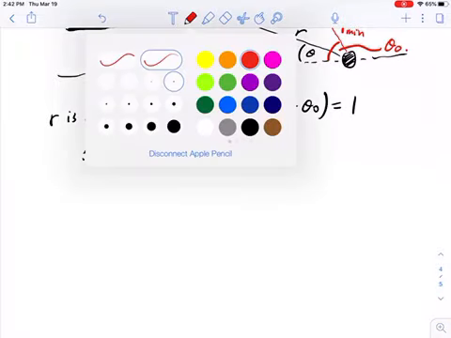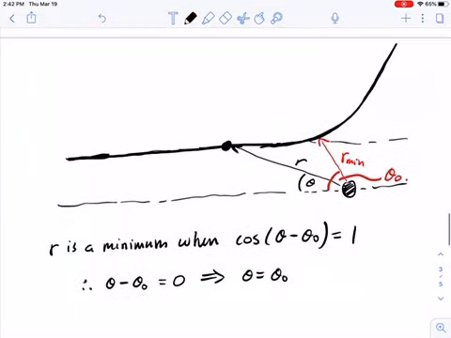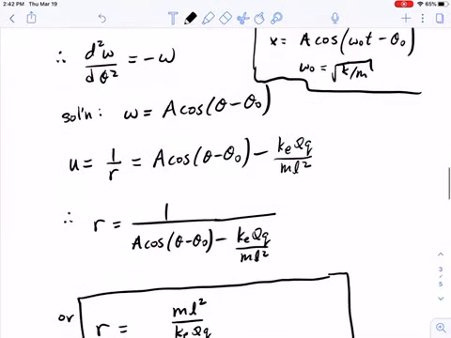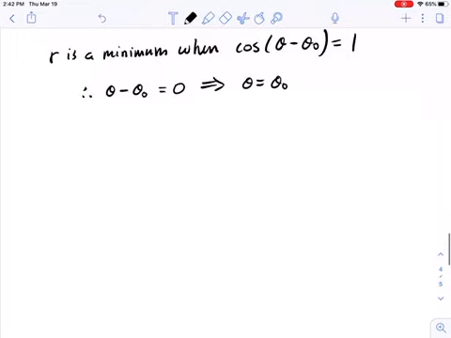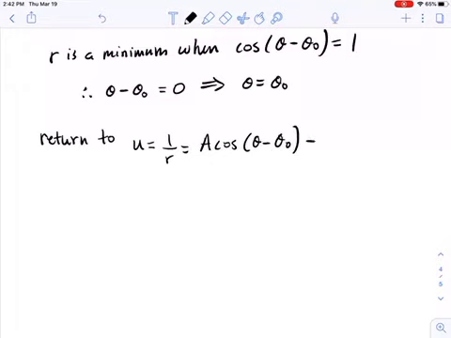Let's return to an intermediate step. One of the intermediate steps was an expression for u, which is 1 over r, this thing. So I'm going to rewrite this expression. So we return to u is equal to 1 over r is equal to A cos(θ minus θ naught), and then we had a minus Coulomb's constant, product of charges, over m l squared. Okay.